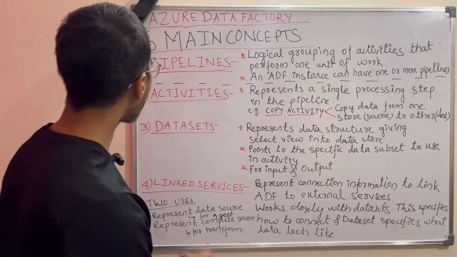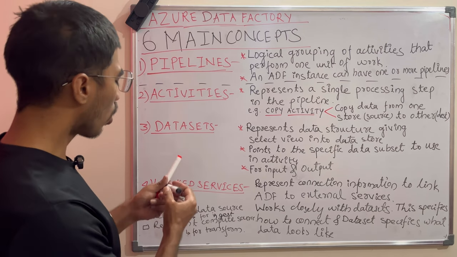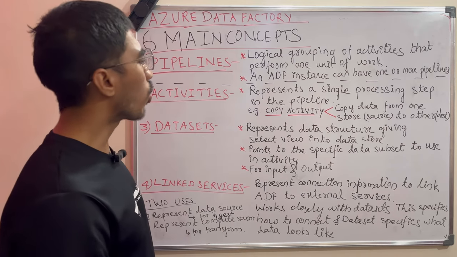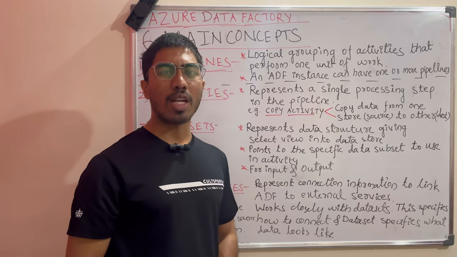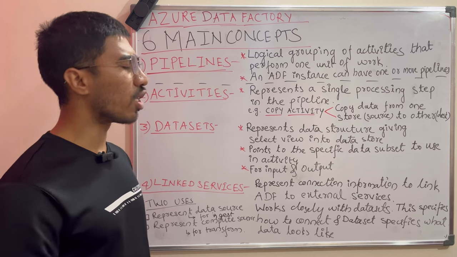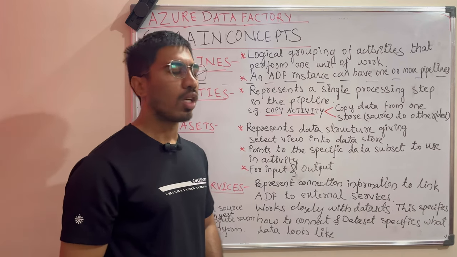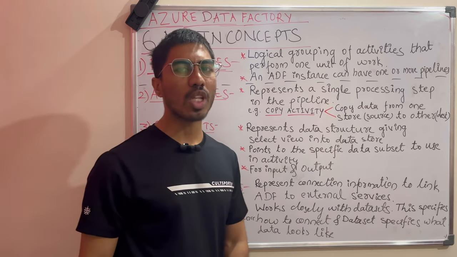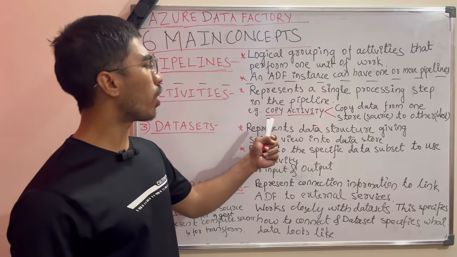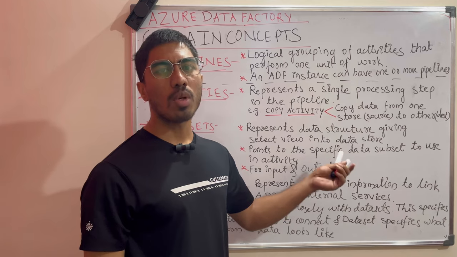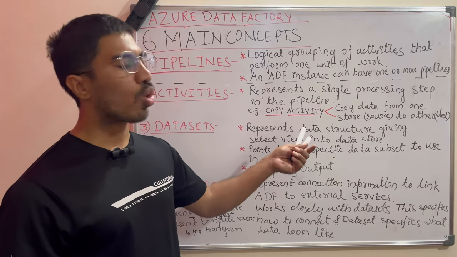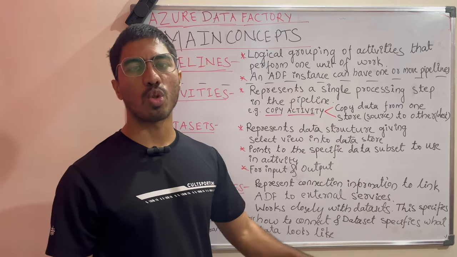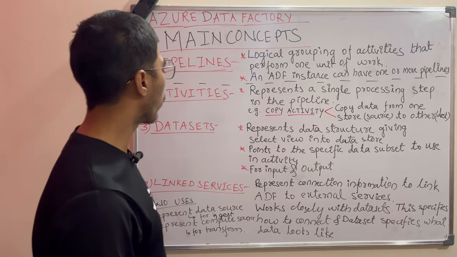The next one is activities. An activity represents a single processing step in the pipeline. For example, we have a copy activity. We use this copy activity to copy data from one data store, the source, to the other, the destination.